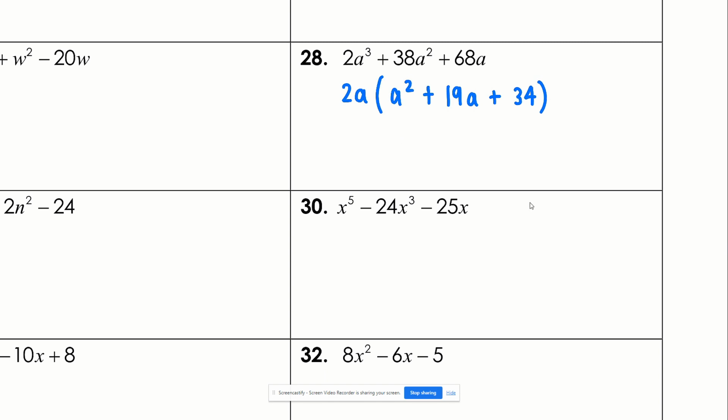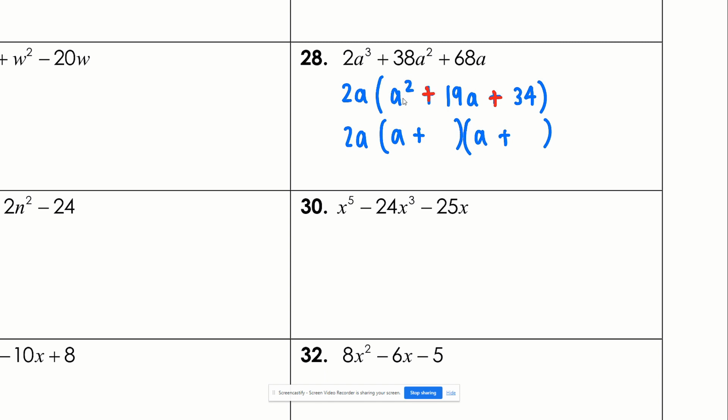Now listen, because this is not just a quadratic but a cubic function, this factor right here is important because it has a variable. So hold on to it. Don't let it disappear. But now we're going to factor this trinomial into two binomials. What multiplies by itself to get a squared? A times a. They both have to be positive because that middle term is positive.